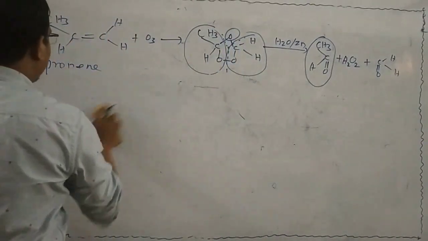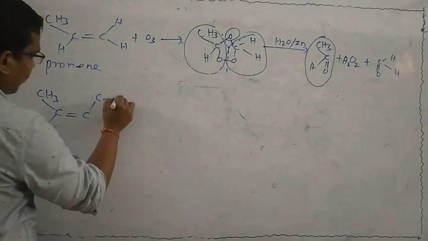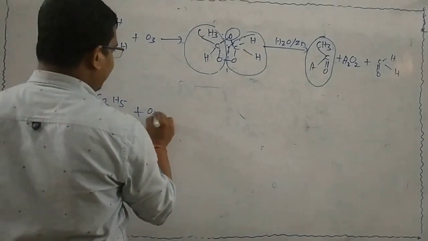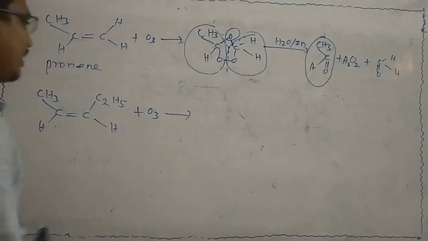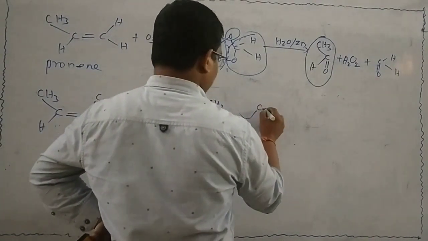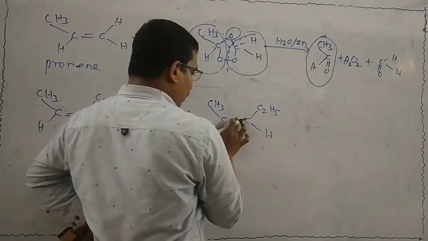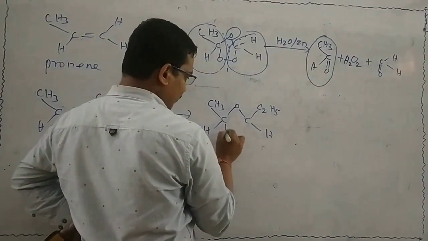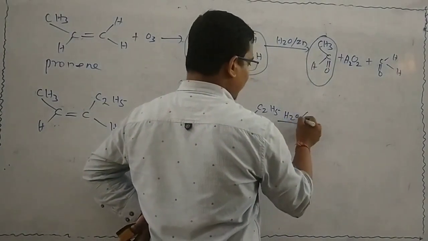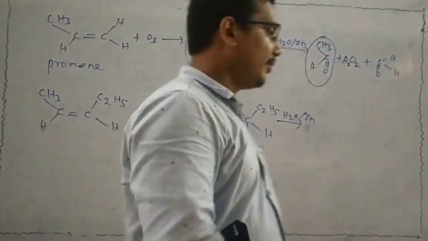Take another example of an unsymmetrical alkene. Suppose this is an unsymmetrical alkene. When it is subjected to reaction with O3, what will be the ozonide compound? That is your reactant. Now break the bond and join here like this. Now it is subjected to reaction with H2O in the presence of zinc. Then what will be the product found?